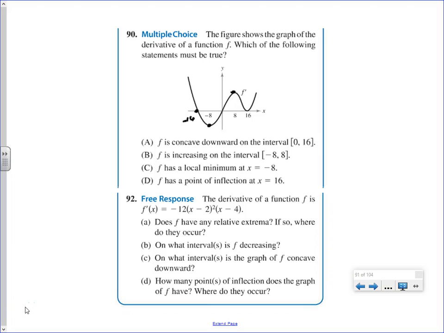First one has you review what we went over yesterday. And as I've already said, this is a very, very, very typical AP question. Not as in they give you tons of these, but I promise there's going to be one of these on the AP test this year. They give you a graph of a derivative. And as you're looking at it, they're asking which of these must be true.